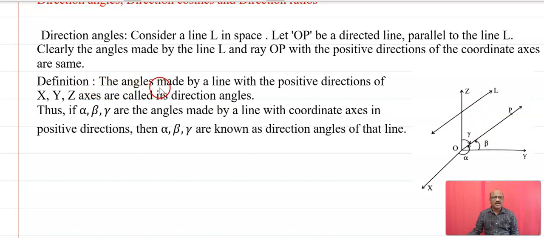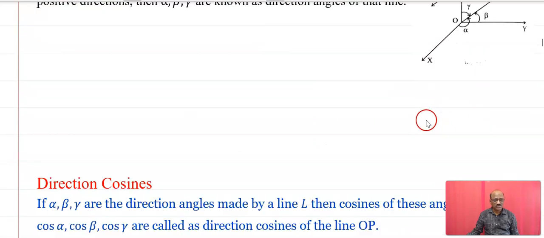The angles made by a line with the positive direction of the x, y, z axes are called the direction angles. That is, the first angle with the x-axis is alpha, with the y-axis is beta, and with the z-axis is gamma. Then alpha, beta, gamma are known as the direction angles of that line L.